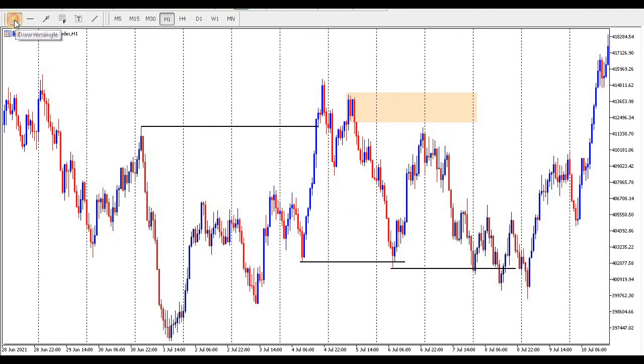And now as you can see here guys, this was our previous base area where we find our order block.